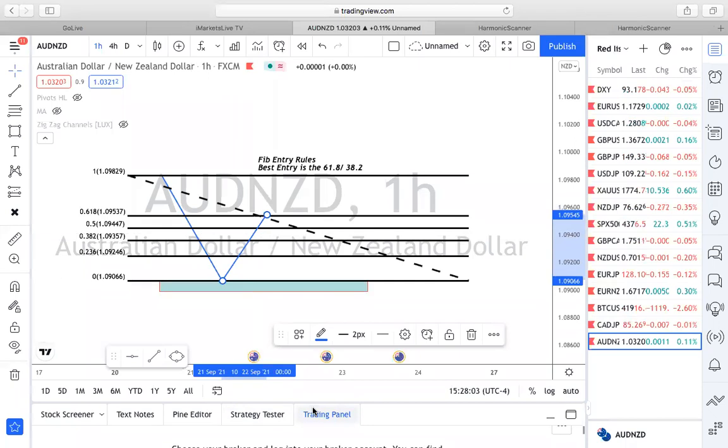Drop a 5 in the chat if you know how to draw the Fibonacci if the market is going in the downtrend. Bullish equals uptrend, right?